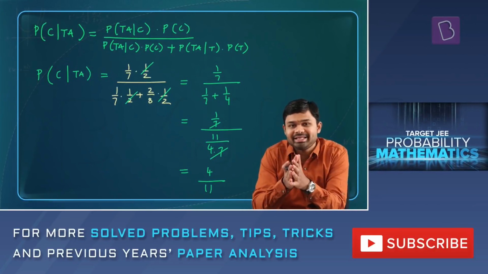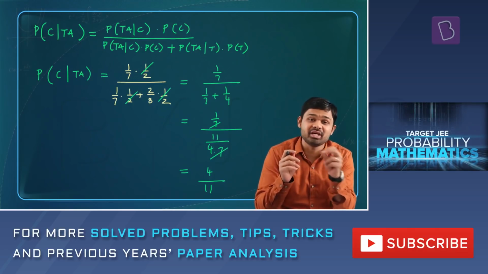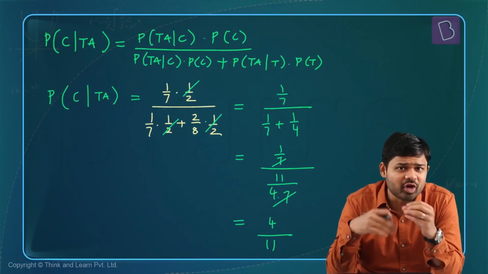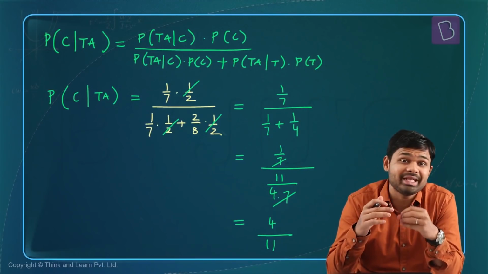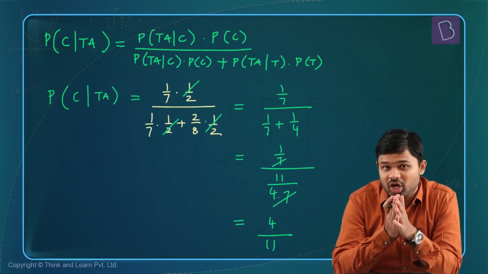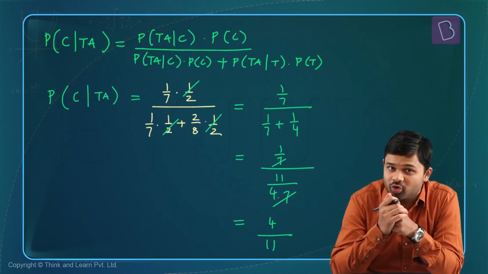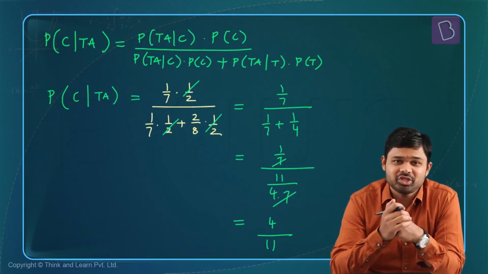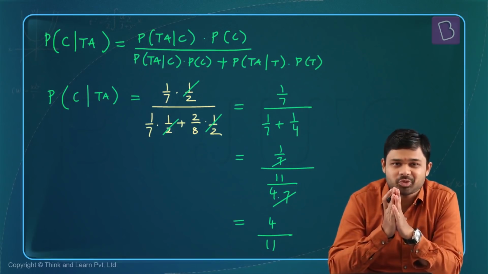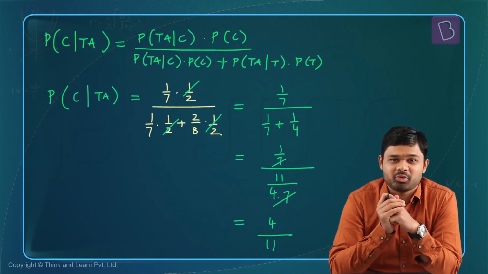So the probability that the letter has come from Calcutta, given that TA appears in the envelope, is actually 4/11. If you work out, you would have seen that the probability of the letter coming from Tata Nagar, given TA appears on the envelope, would have been the complement of this, which would have been actually 7/11. Very simple question, very simple application of Bayes theorem. There was nothing fancy in this question at all. You just needed to identify that this is a Bayes theorem question.